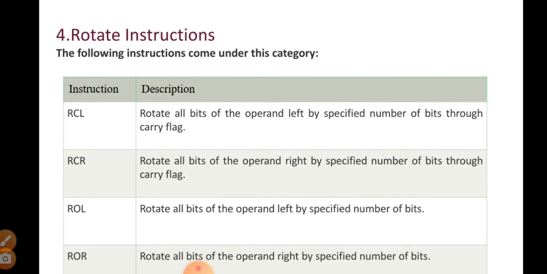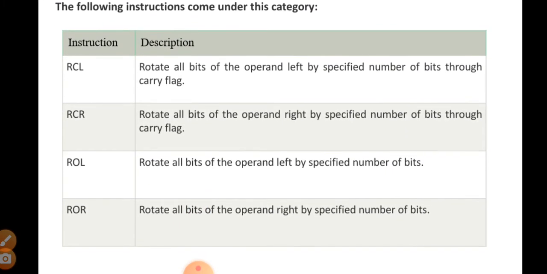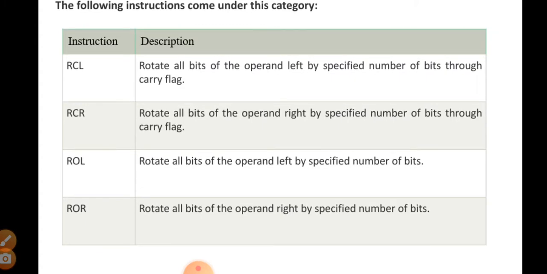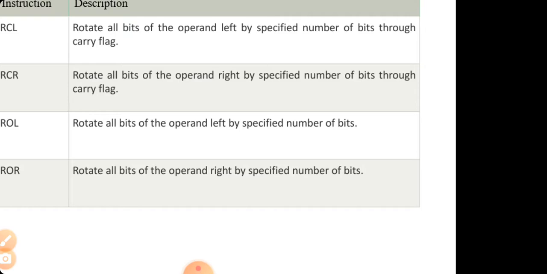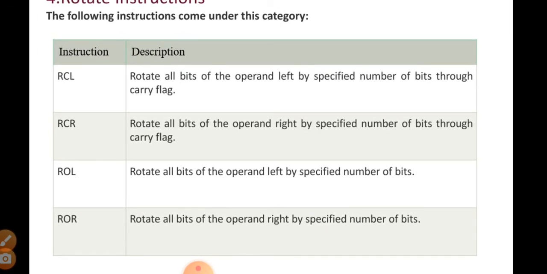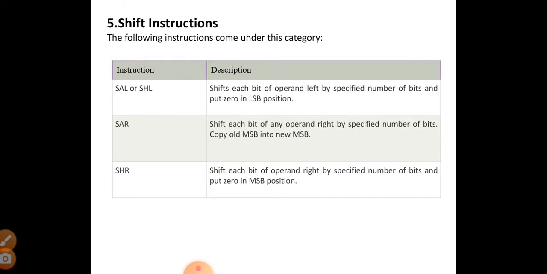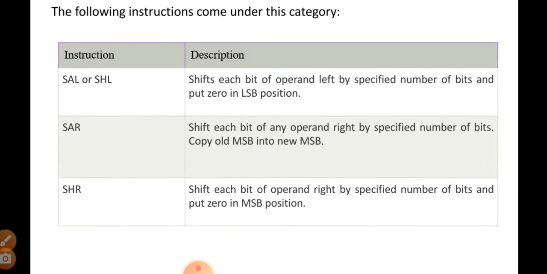So these are the rotate instructions generally used, mostly used in a program. There are four instructions, that is RCL, RCR, ROL and ROR. So now we have to study another instruction set, that is the shift instruction.